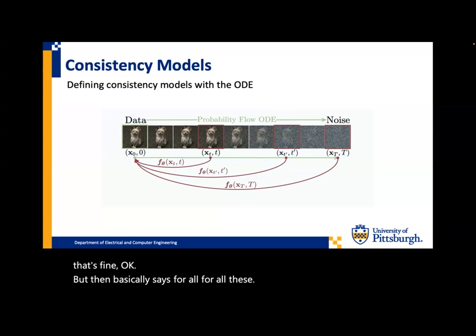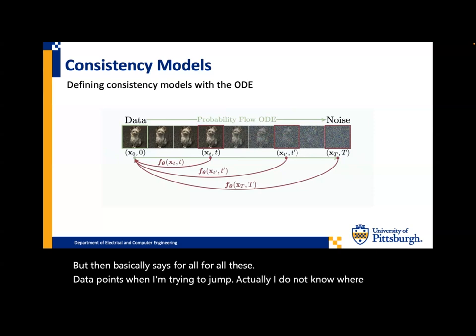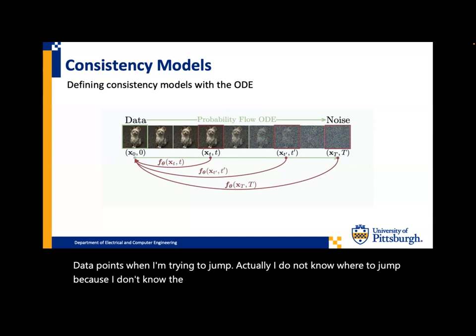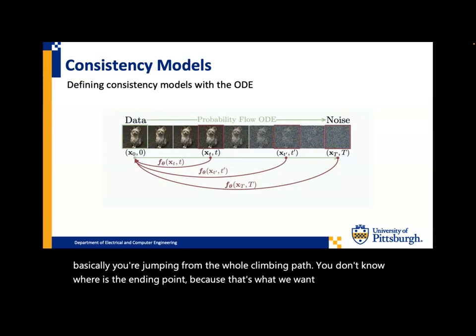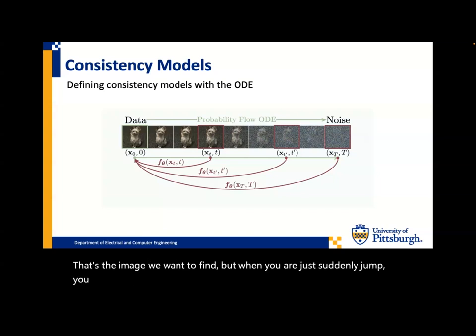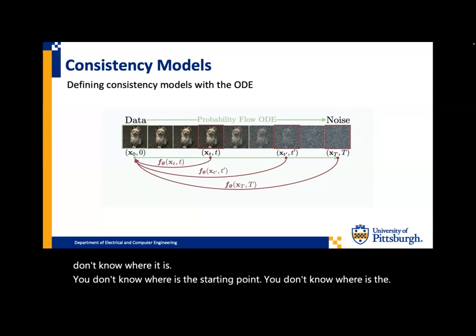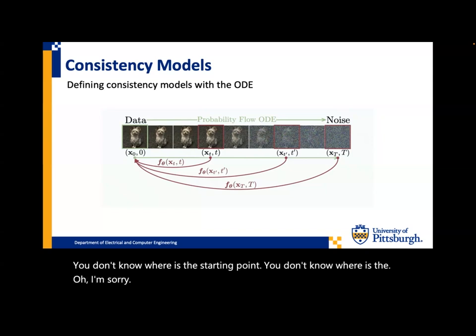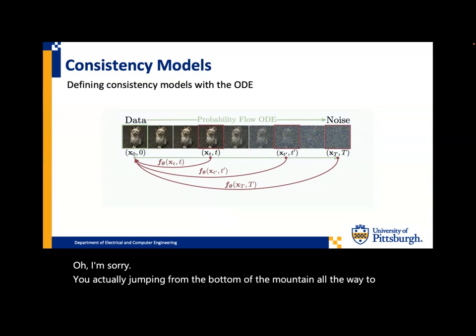But for all these other data points, when I'm trying to jump, I actually do not know where to jump, because I don't know the original image. If you are jumping from the climbing path, you don't know where the ending point is, because that's the image we want to generate. That's the image we want to find. When you suddenly jump, you don't know where the starting point is. Oh, I'm sorry. You're actually jumping from the bottom of the mountain all the way to the top, right?